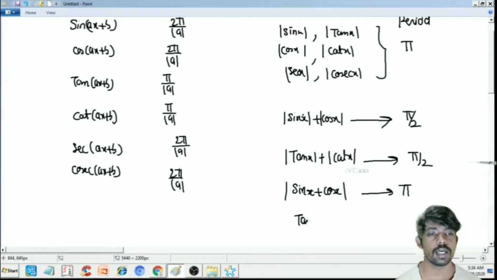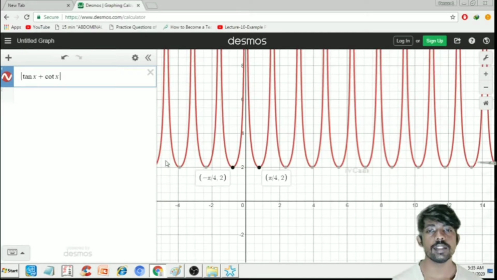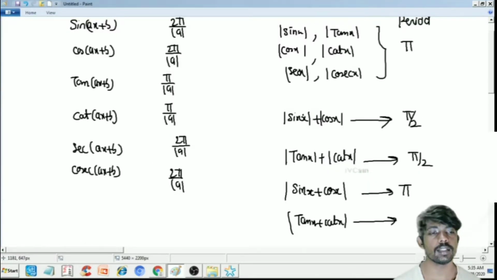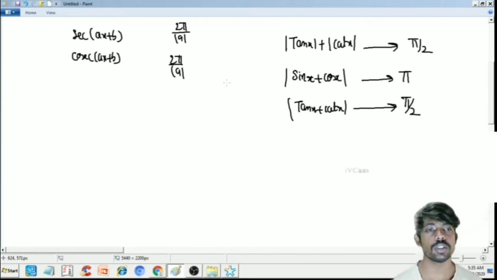Next, tan x plus cot x. What is the period of this, modulus of tan x plus cot x? Here the period: 0 to pi by 4 is a pi by 4 distance, pi by 4 distance. Add up together, what is that? Pi by 2. Hence pi by 2 is the period of modulus of tan x plus cot x. So I can write it as pi by 2. Hence this is the period of this. I just forgot to show it here.